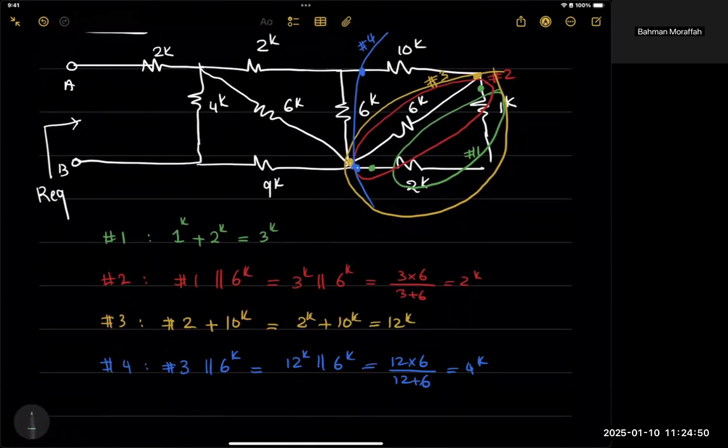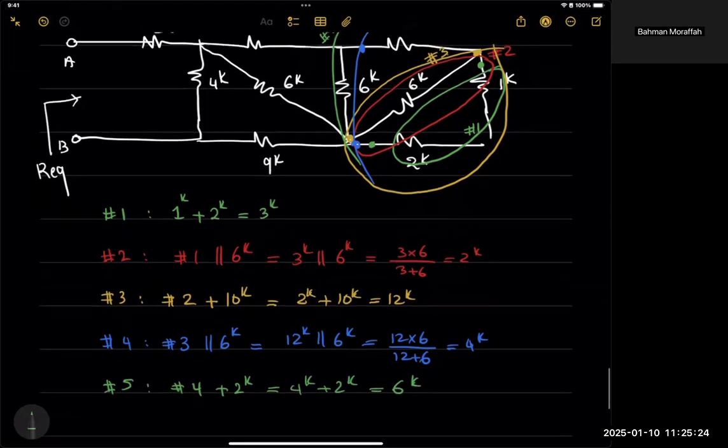Replacing that, it means I'm going to replace the whole thing up to this point. Let's call this number 5. What I can see here is that I'm going to have a resistance with the value of 4K here that has the same end as the head of 2K, which means they're actually in series. So number 5 would be number 4 in series with 2K. So it's going to be 4K plus 2K, which is going to be 6K.